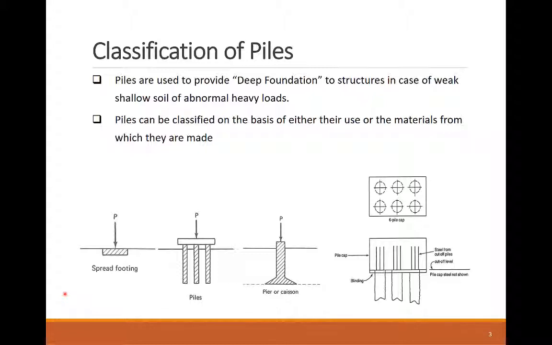Deep foundations are needed for structures with heavy loads or on weak, shallow soils that lack sufficient bearing capacity. So instead of shallow spread footings, the structure can be supported on piles or caissons. Piles are more common than caissons and can be seen from regular office buildings all the way to heavy industrial buildings.